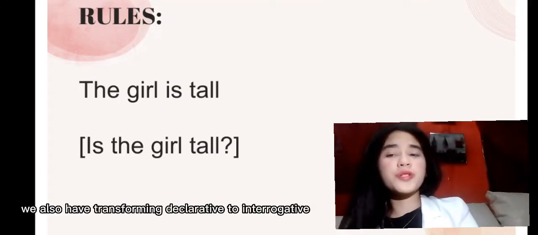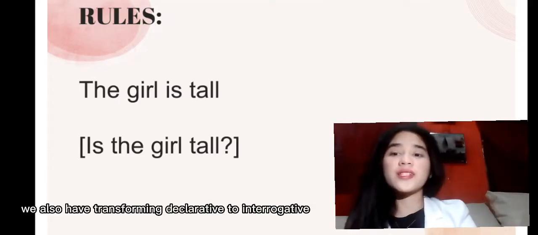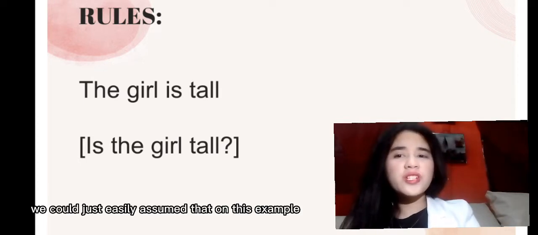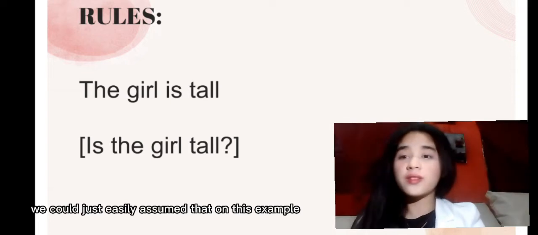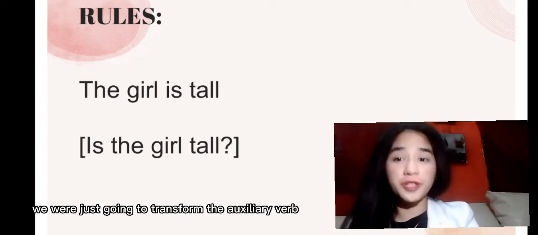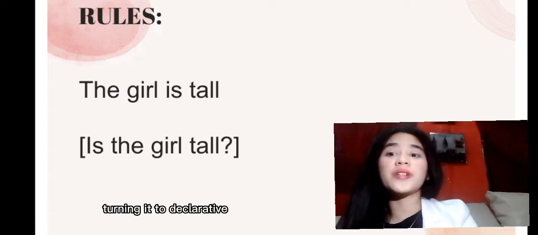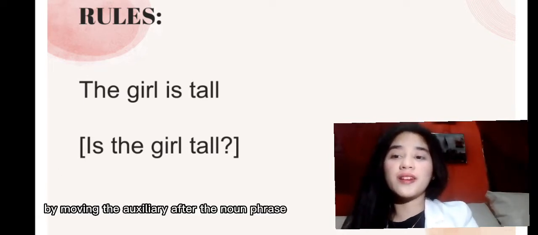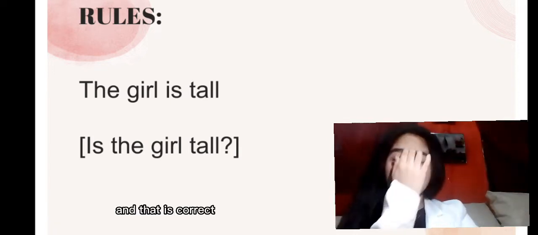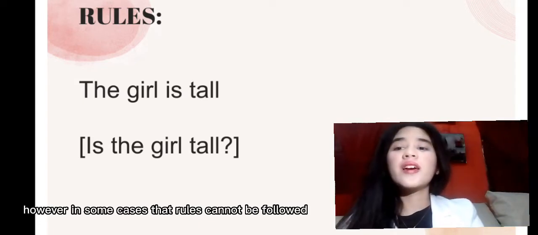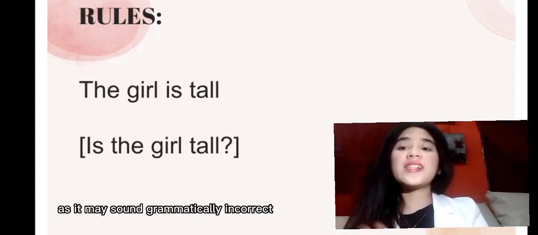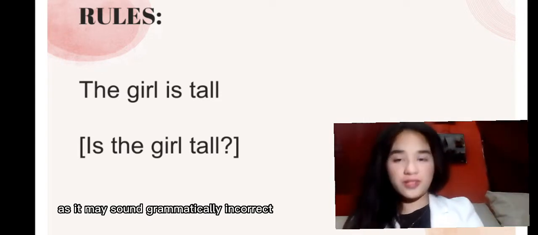We also have transforming declarative to interrogative constituents and vice versa. We could just easily assume that in this example, we would just transform the auxiliary verb, turning it to interrogative by moving the auxiliary after the noun phrase, and that is correct. However, in some cases, that rule cannot be followed according to the structure as it may sound grammatically incorrect.